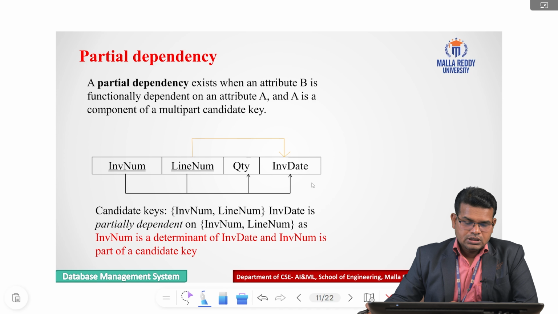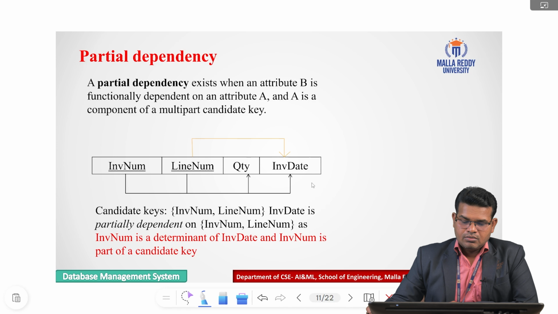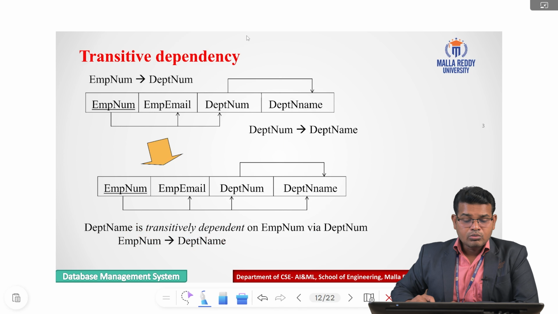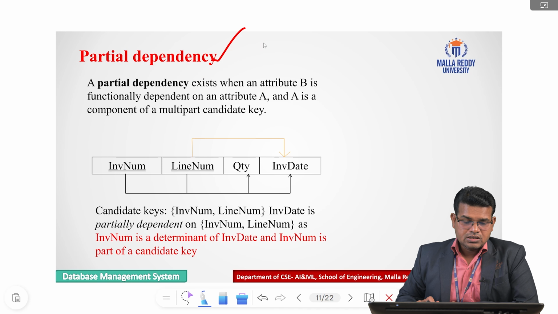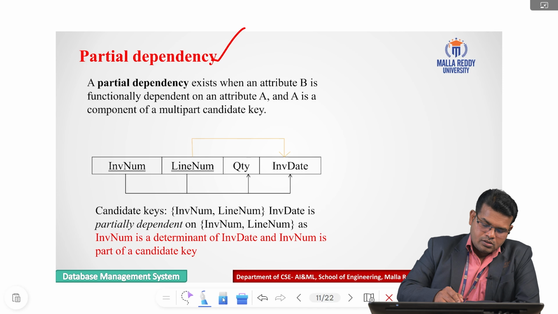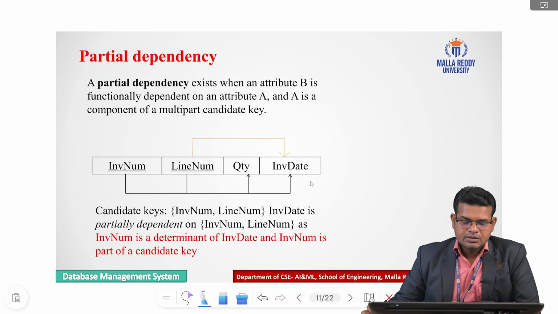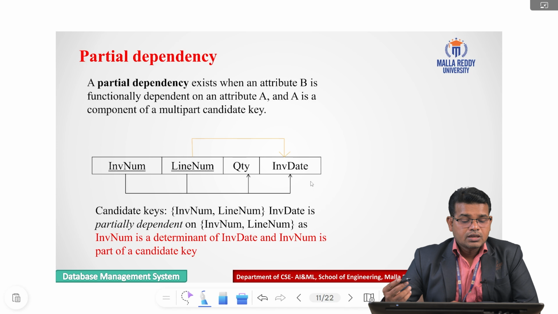Now, coming to dependencies, there are different functional dependencies mentioned which are related to normalization, that is partial dependency, and one more dependency is transitive dependency. These are the two dependencies, even though there are some other dependencies. These two are related to the normal forms, which we are going to discuss. Now, coming to partial dependency. What is partial dependency? Suppose you take a table here, named inventory.